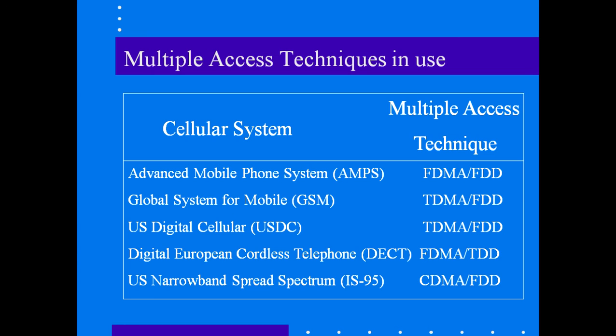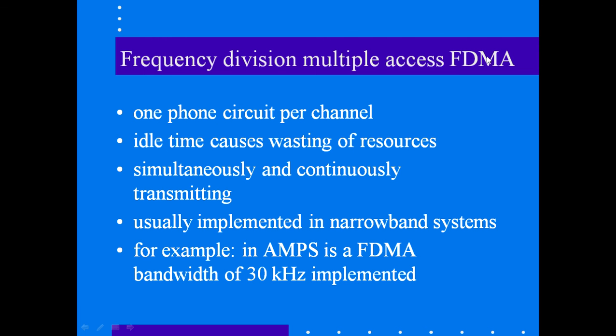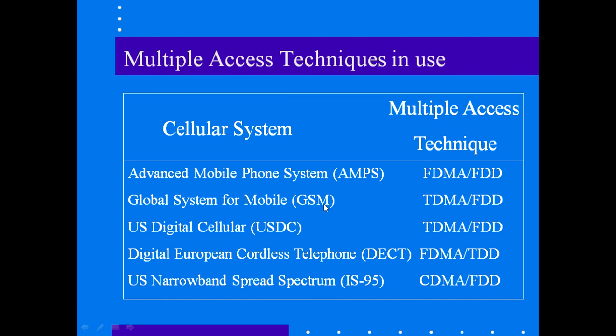This is a sample of cellular systems from the old days which use multiple access techniques, like AMPS, GSM, IS-136, and IS-95. Up to this point we have seen the introduction of the multiple access techniques. In the next class we will see frequency division multiple access and time division multiple access separately.